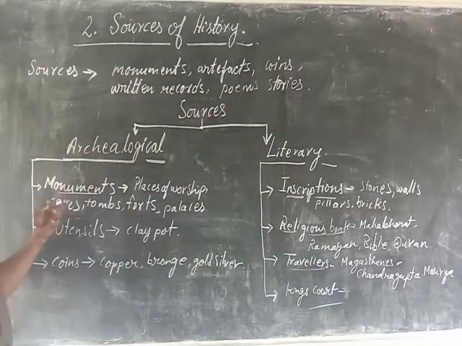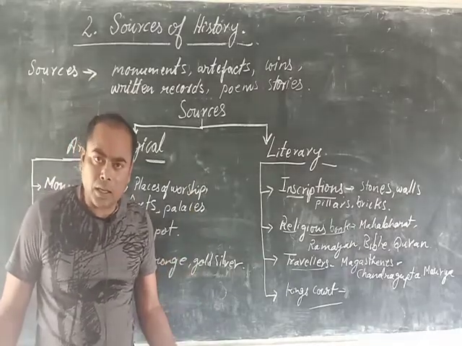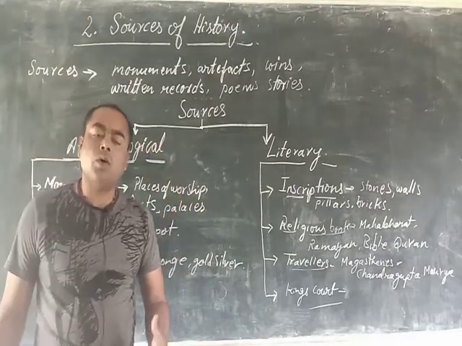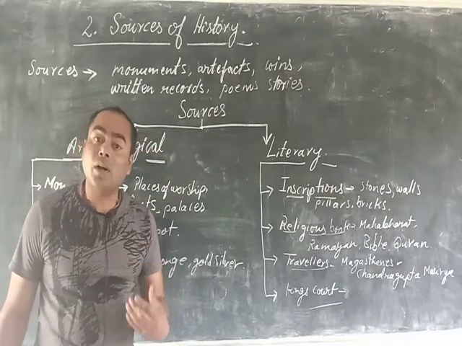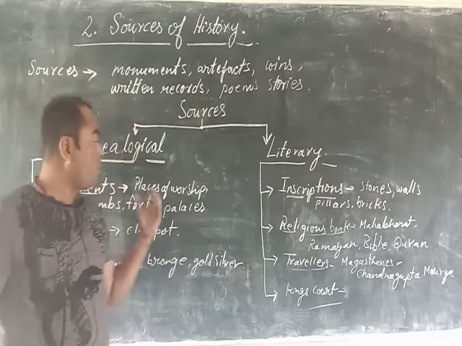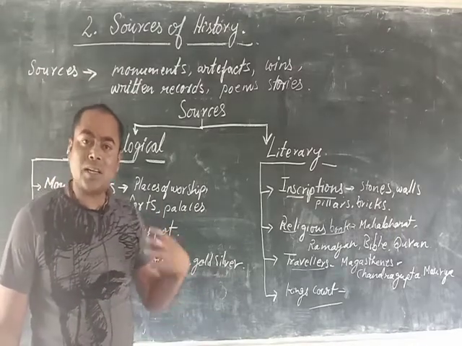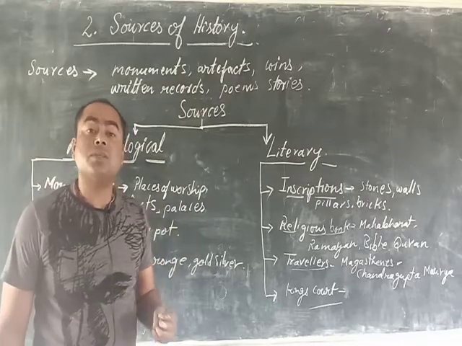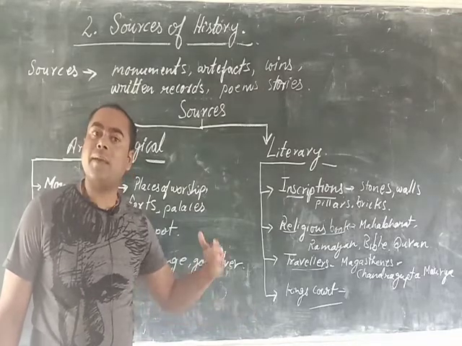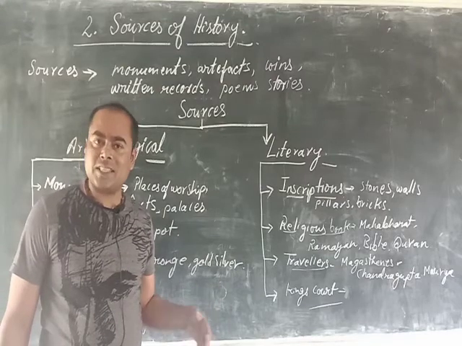As you can see, number one is monuments, the historical buildings like places of worship, whether it is an old temple or mosque, church. These places of worship give us some knowledge about what kind of people were there, what gods they were worshipping. Is that clear? Then caves, tombs, forts, palaces. These old historical buildings give us strong knowledge about the past, that in the past builders were able to make such great things like the Taj Mahal, the Red Fort, etc.